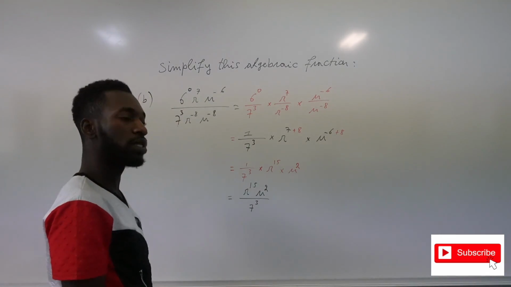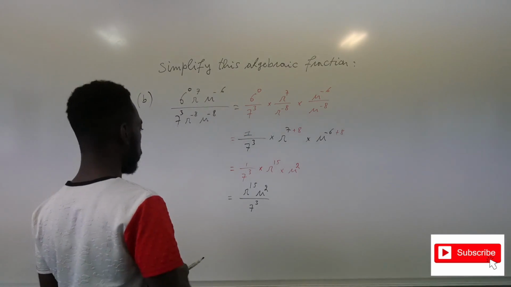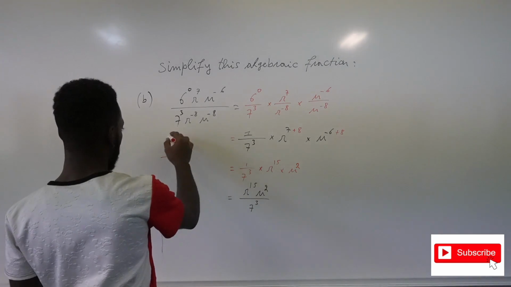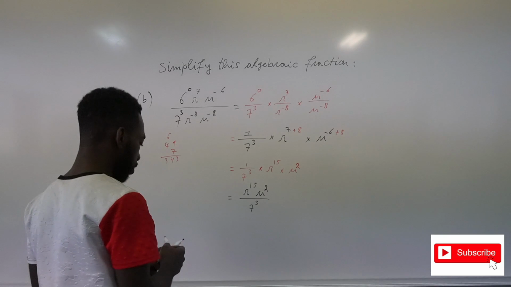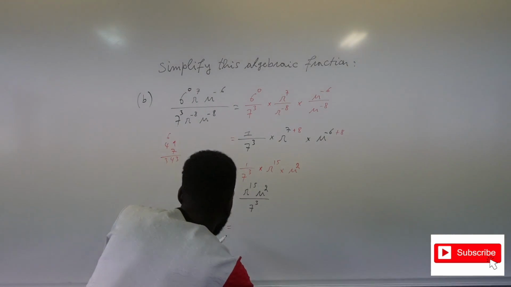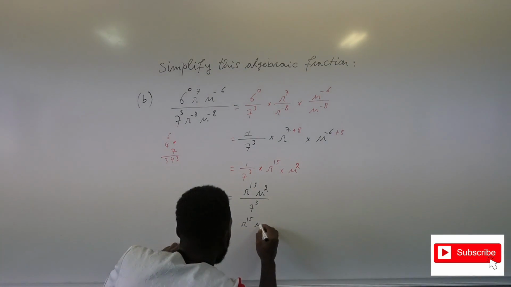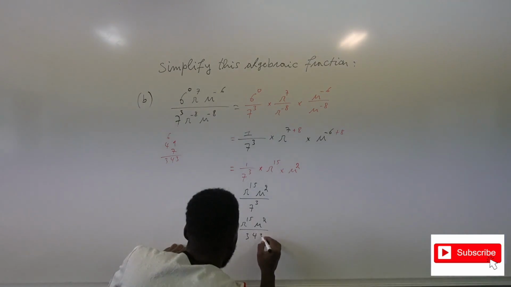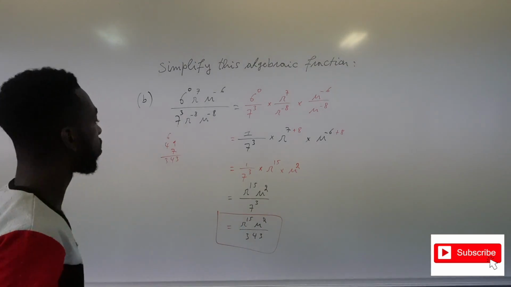7 cubed is basically 7 times 7 times 7. 7 times 7 is 49. And 49 times 7, you get 63, 63, 28, 343. Hope this is correct. If it's not, then bad. So the final answer would then be r to the 15 u squared over 343. Yeah, and this is our final answer, guys.